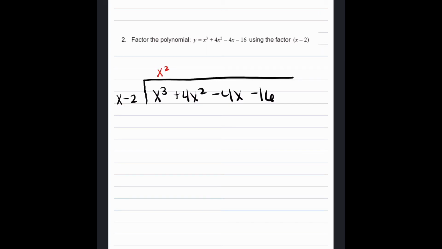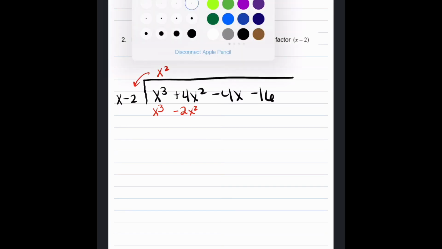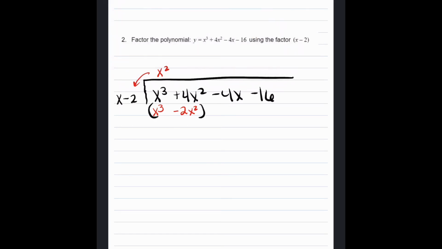So then I'm going to distribute this in. x squared times x is x to the third. These match, perfect. x squared times negative 2 becomes negative 2x squared. Then I'm going to go ahead and subtract these. So when I subtract them, the x to the third power minus x to the third power is 0, so these can cancel.